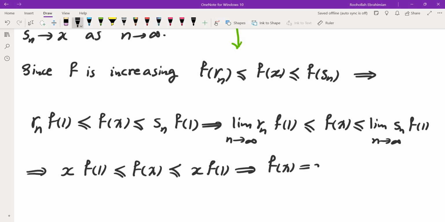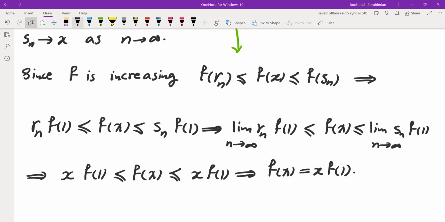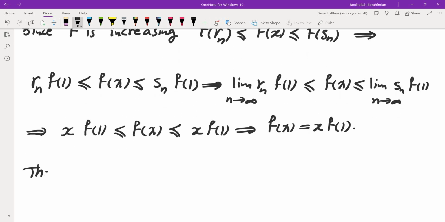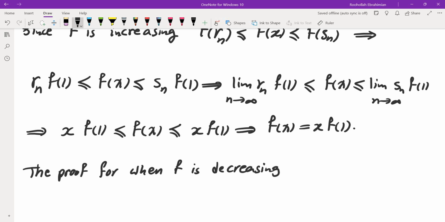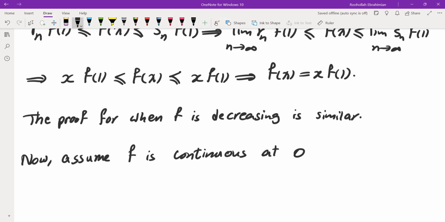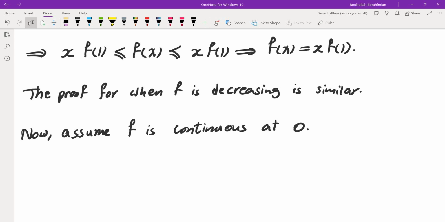So f of x becomes x f of 1, and the proof when f is decreasing is nearly identical. So the proof for when f is decreasing is similar. Now assume that f is continuous. So now assume f is continuous at 0. Again, we want to show f of x is equal to x f of 1.